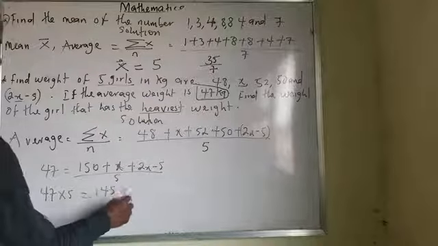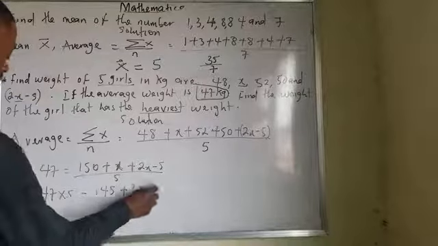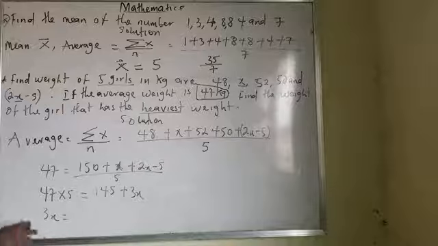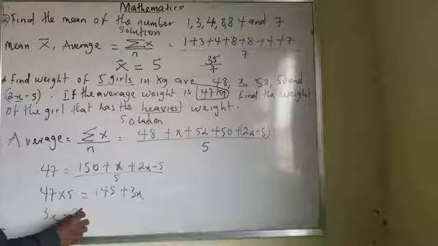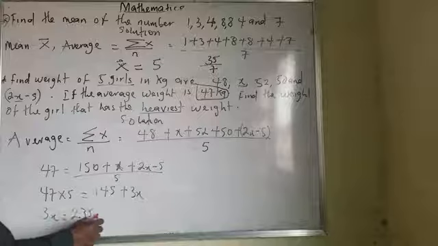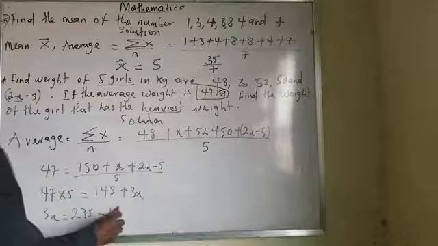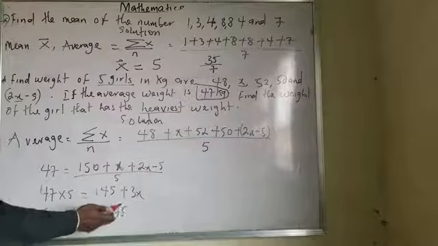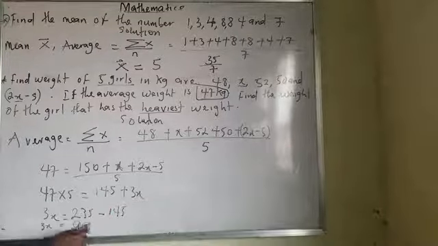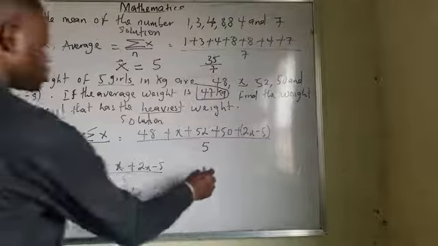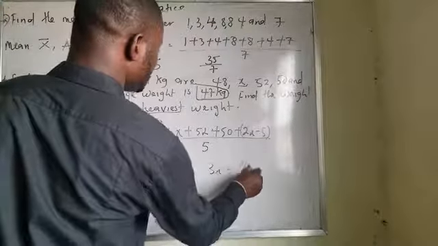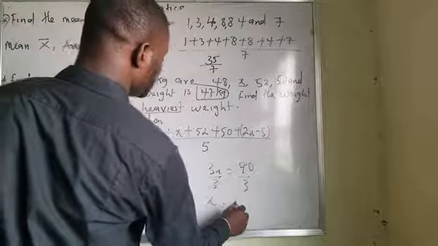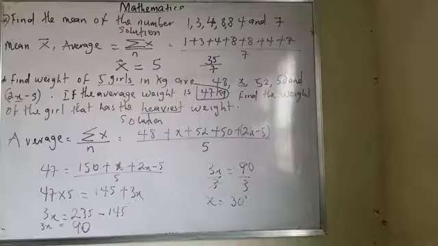145 plus this, it will be 3x, which I will have 3x equals, this multiplied by 5, it will be 235 minus 145, which is, 3x will be equal to 90. Now, it means 3x equals 90. Divide both sides by 3. This will cancel, my x will be equal to 30. Now, my x becomes 30.